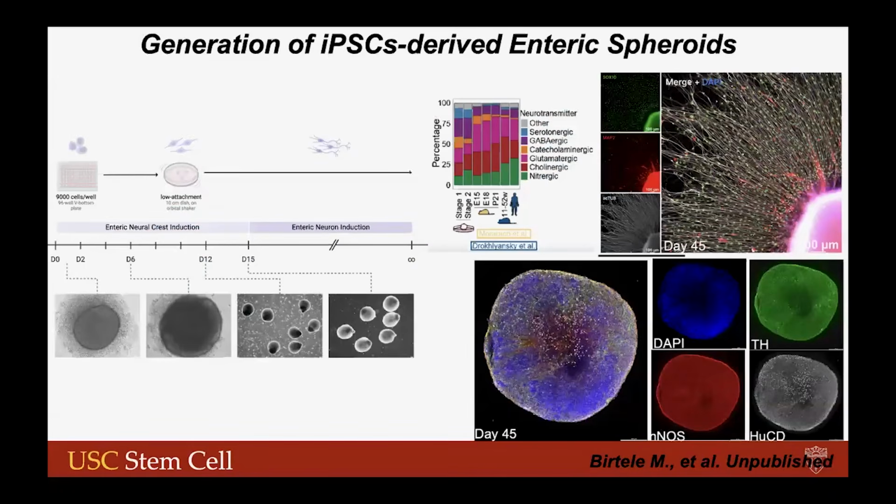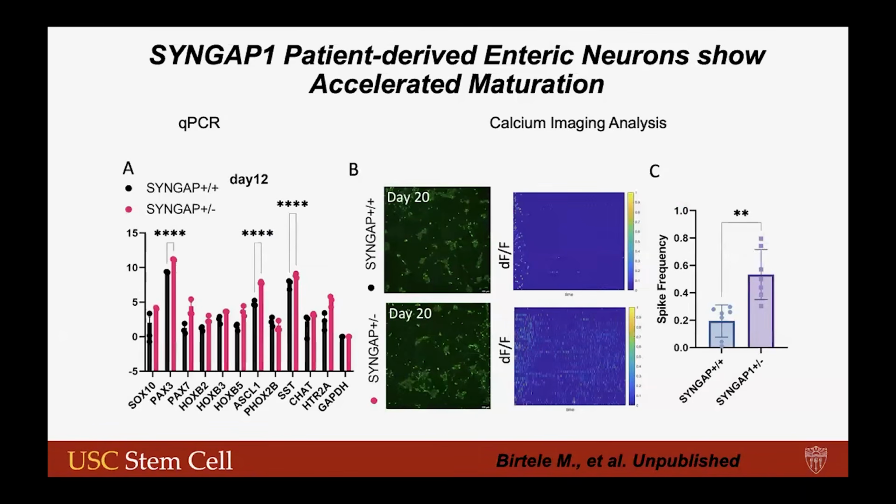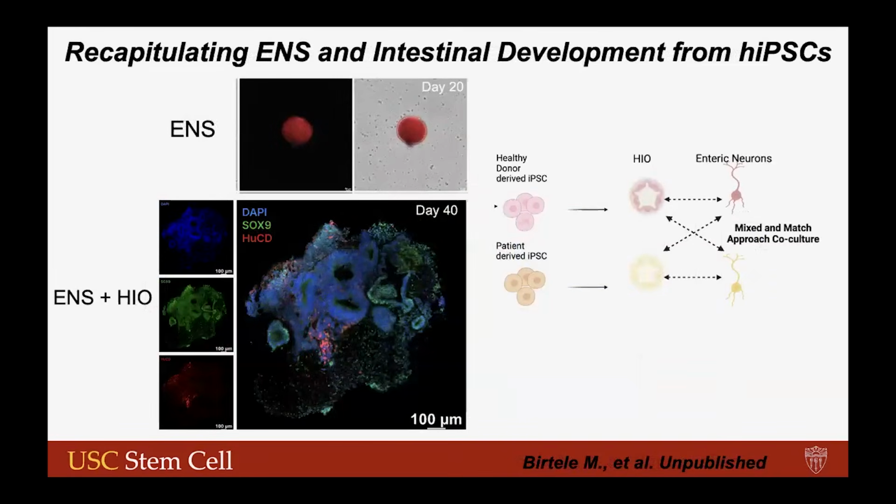So Marcella decided to develop a system to look at dysfunction in enteric neurons. She really built on the work of Lorenz Studer. She was able to generate these enteric spheroids that generate the cellular diversity that we see in the enteric nervous system. This is all unpublished and very preliminary, but what she found is that, much like we see for cortical neurons, enteric neurons with SYNGAP1 haploinsufficiency show this faster maturation. So this is pretty interesting.